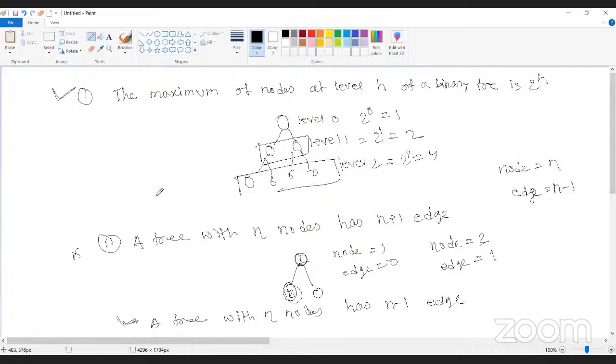The next statement is: the maximum number of nodes at level h of a binary tree is 2 to the power h minus 1. This is wrong, because we have seen in the first statement that the maximum number of nodes at level h of a binary tree is 2 to the power h. So everyone got this question? Yes, I got it. Okay.